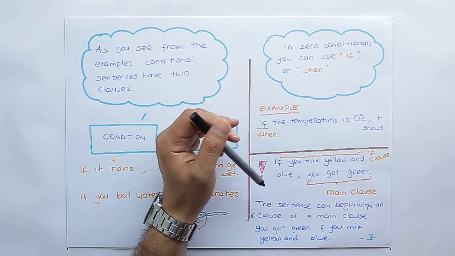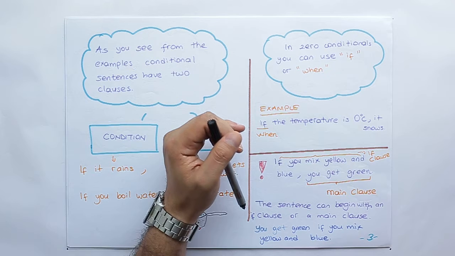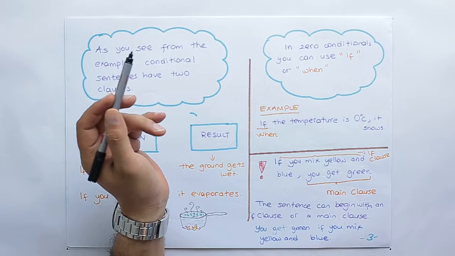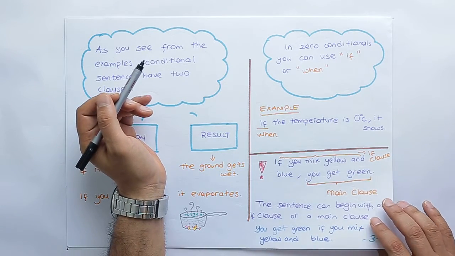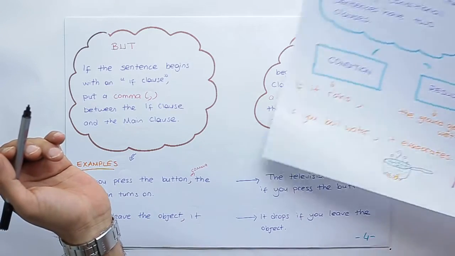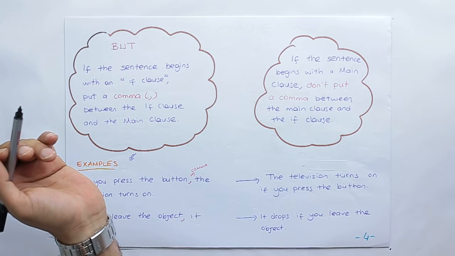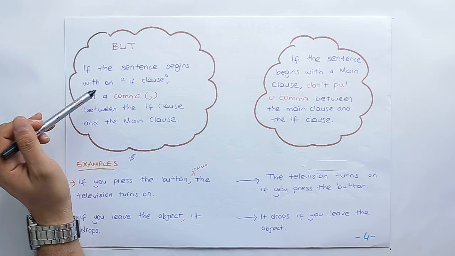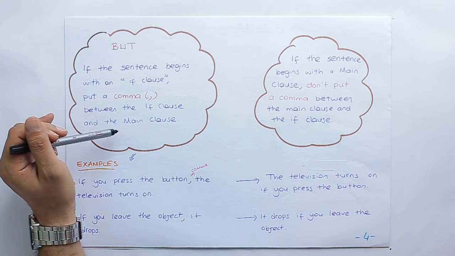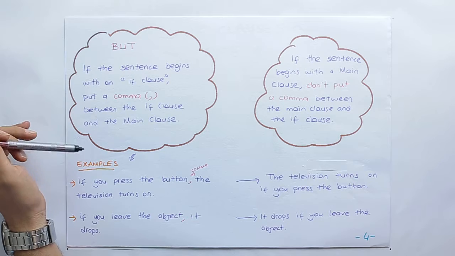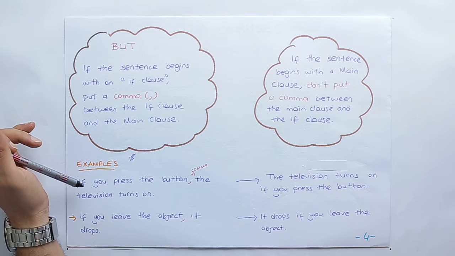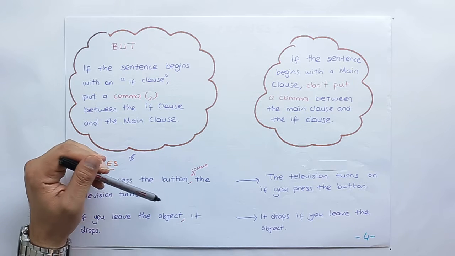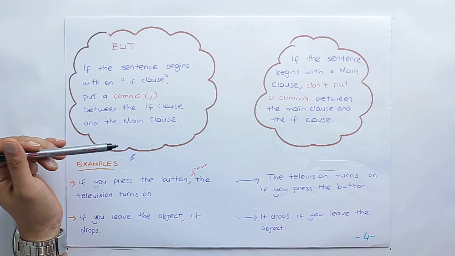The sentence can begin with an if clause or a main clause. You get green if you mix yellow and blue is another version that you can also use, with the if clause in the middle of the sentence. But if the sentence begins with an if clause, put a comma between the if clause and the main clause. As an example, if you start the sentence using the if structure, you are supposed to use a comma in the middle, okay? Because the comma joins both parts.